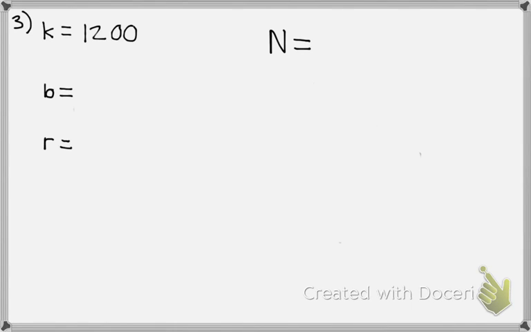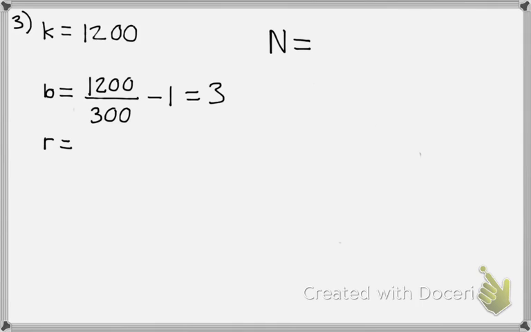For B, that's going to be K over N of 0. N of 0 is the initial value. So K over N of 0 minus 1. So that's going to be 1,200 over the initial value, which is 300, and I'm subtracting 1. So this should get you 3.